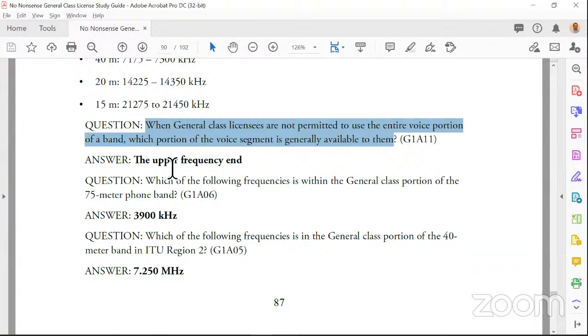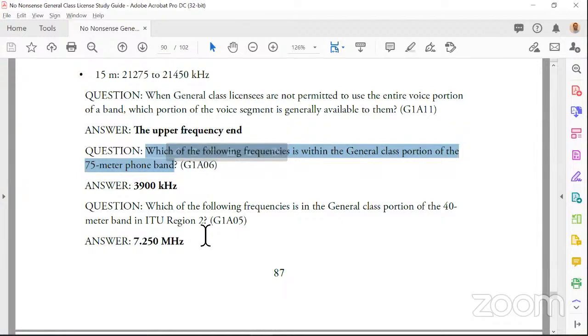So that's the correct answer, the upper frequency end. If you need a refresh of that, just have a look at the slides in the slide deck or the videos from last session. Next question in the question pool.